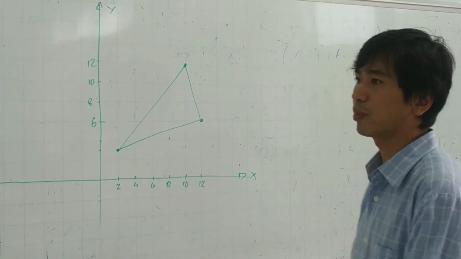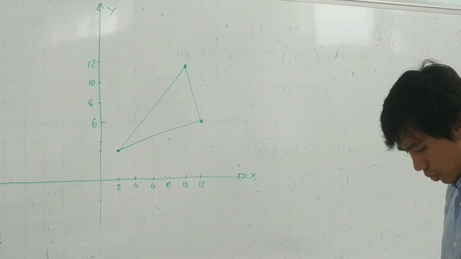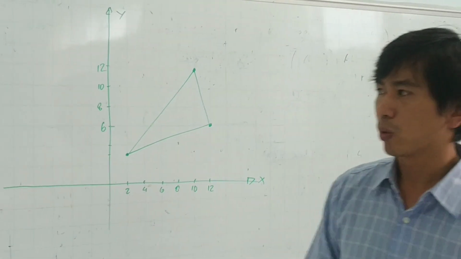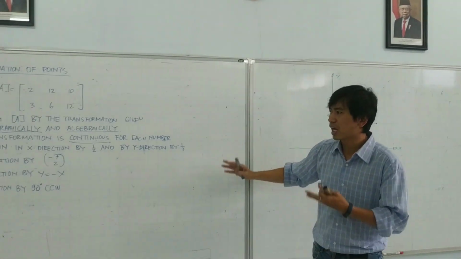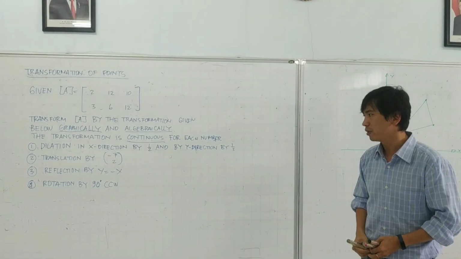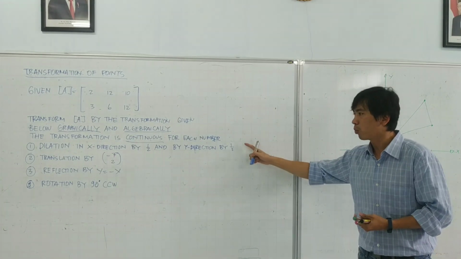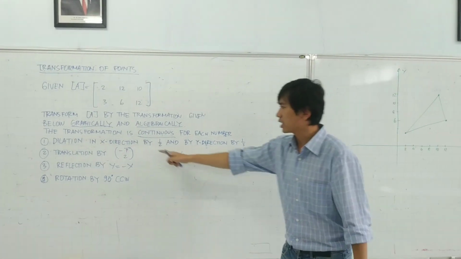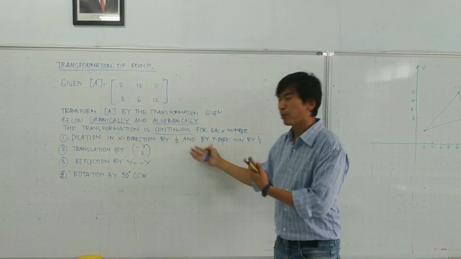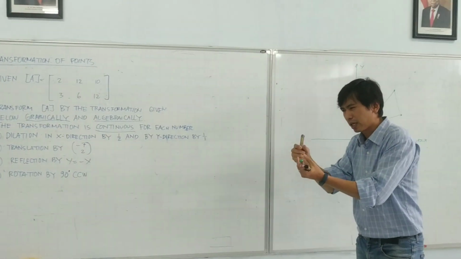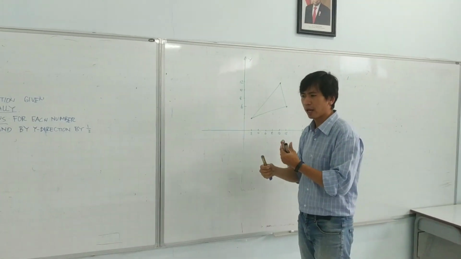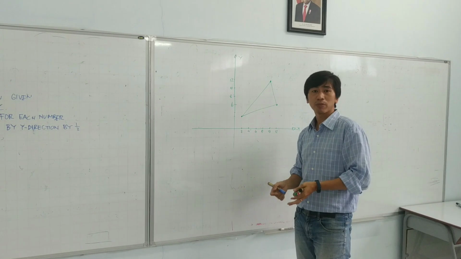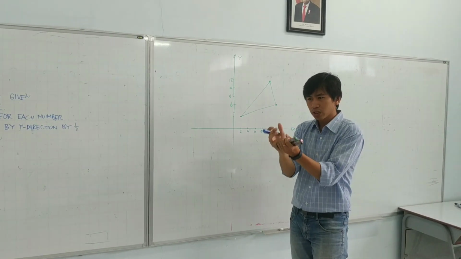This is without the transformations. Now when we do the transformations, look at the first one. It says dilation in the x direction by half and in the y direction by 1/3. This has a meaning: dilation in the x direction by half means every x coordinate will be multiplied by half, or shrunk to half of it.